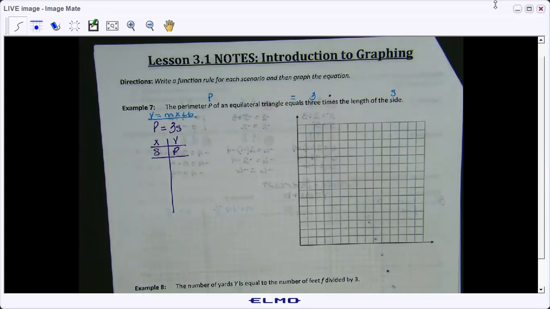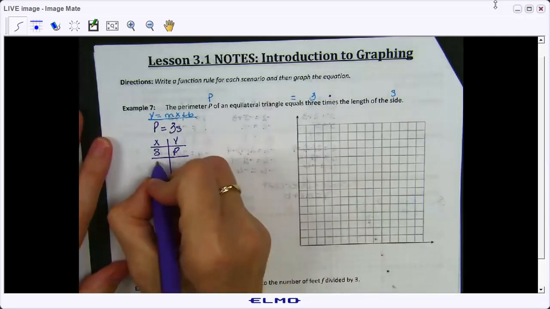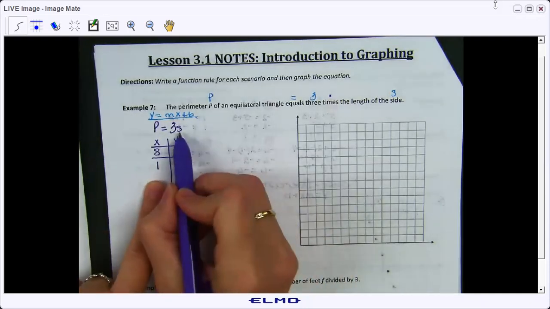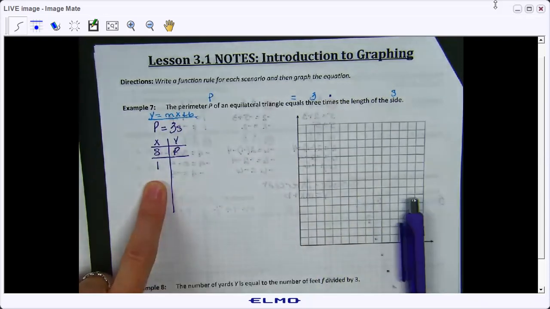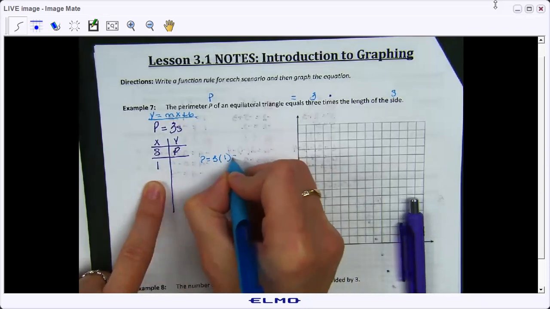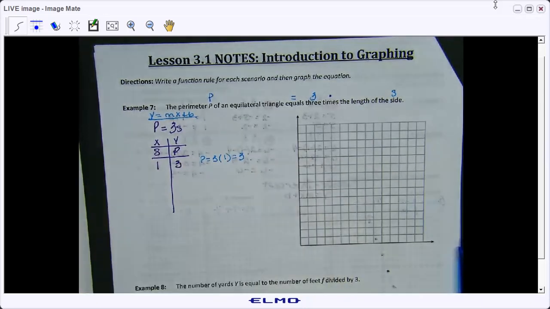Okay, so now what we're gonna do is we're gonna say, okay, if the side length equals, now it can't equal 0 because if we had a 0, then we wouldn't have a triangle, right? So what if my side length equals 1? And they don't give us the unit, it's 1 unit, right? We would plug 1 into the equation for S. Okay, so this would be P equals 3 times 1, which equals 3. So then P equals 3. Okay, so you're just creating a table like this.